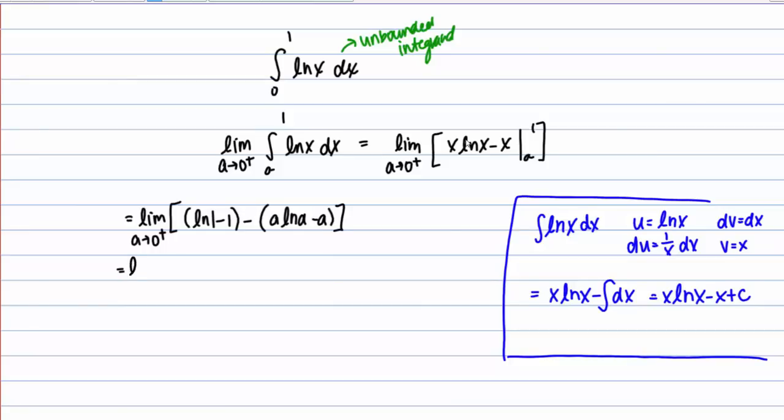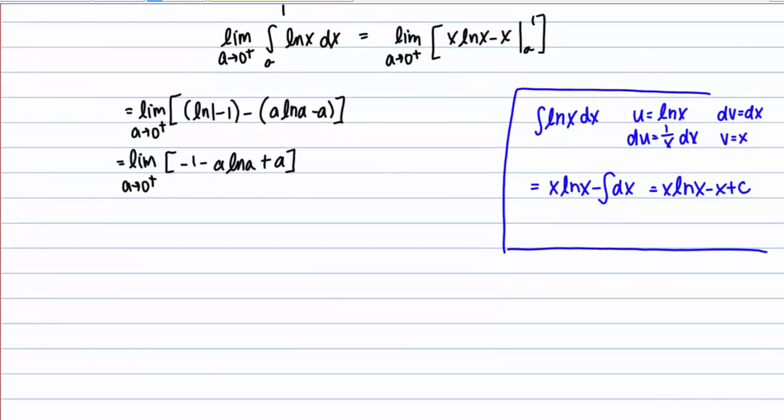Simplifying a little, I know the natural log of 1 is 0. So inside my brackets I get negative 1 minus a natural log of a plus a. Now I'm ready to think about evaluating this limit. We can think about this expression term by term. Some terms are going to be easy and some more challenging. The limit of the constant negative 1 is just negative 1. And the a term is also simple: the limit as a goes to 0 from the right of a is just 0.